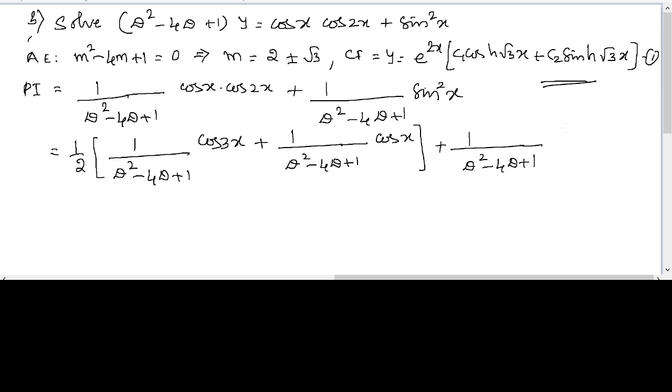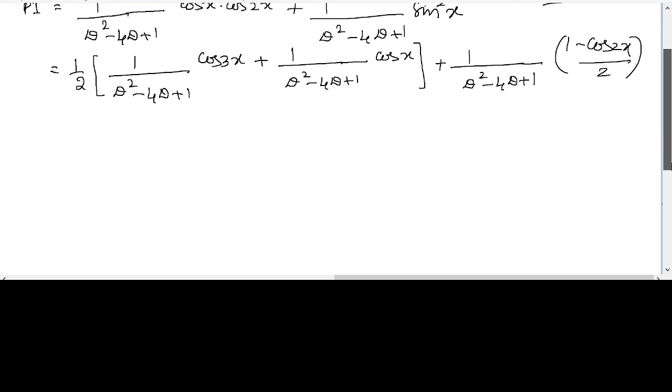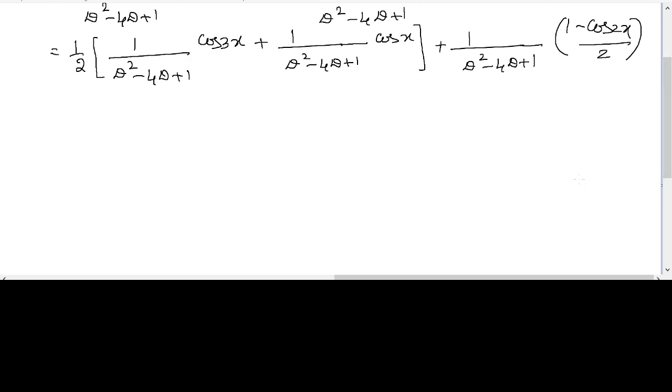plus 1 upon (d square minus 4d plus 1) of sine square x. What is the formula for sine square x? That is (1 minus cos 2x) upon 2. Okay, now we need to find out the particular integral for each case here. Okay, so let us continue parallelly.